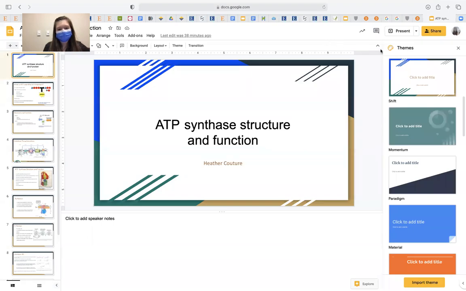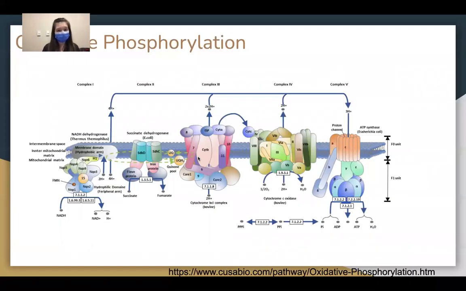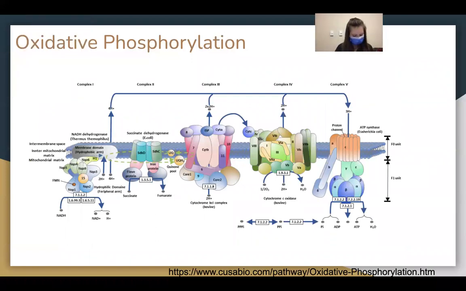So I did my project on ATP synthase. Oxidative phosphorylation is composed of 5 complexes, and its goal is to produce ATP.